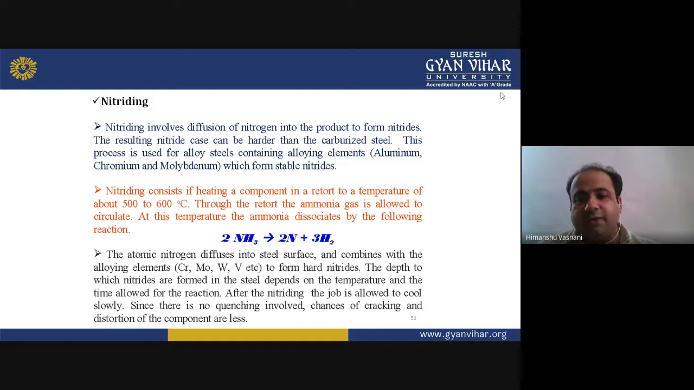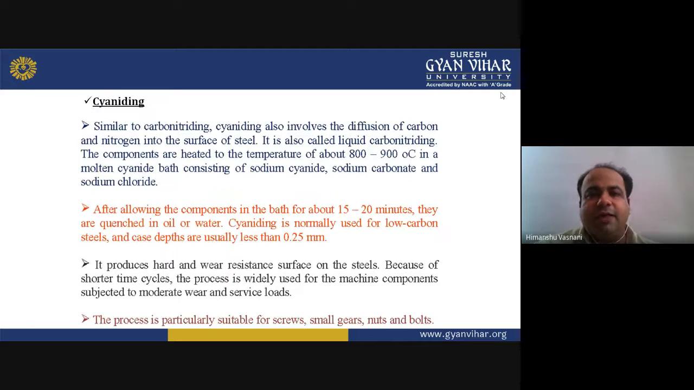After the nitriding, the job is allowed to cool slowly, and hence there is no quenching involved. The chances of cracking and distortion of the components are less. This is how the nitriding works, and then the cyaniding.